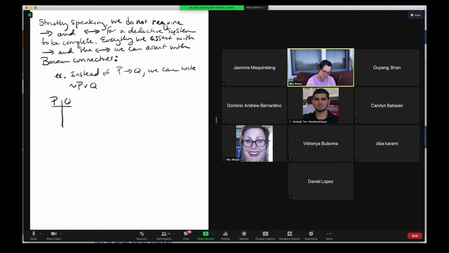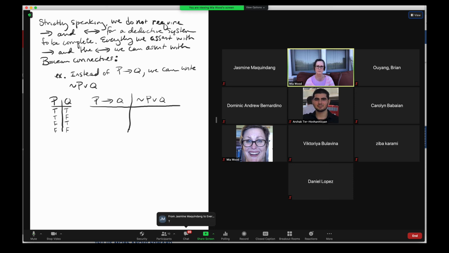Okay, so P, Q, here is P arrow Q, and not P or Q. All right. Tell me the values for arrow. Tell me the values for the disjunction. So tell me what to write on row number 1 for P arrow Q. Thank you, Jasmine. Row number 2 for P arrow Q. Thank you, Jasmine. Row number 3 for P arrow Q. Thank you also, Zeba. T, and row 4. Beautiful. Thanks, guys. I appreciate it.